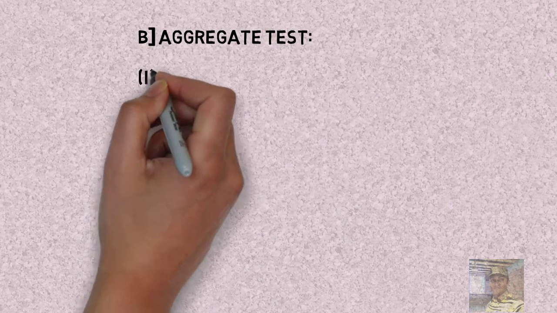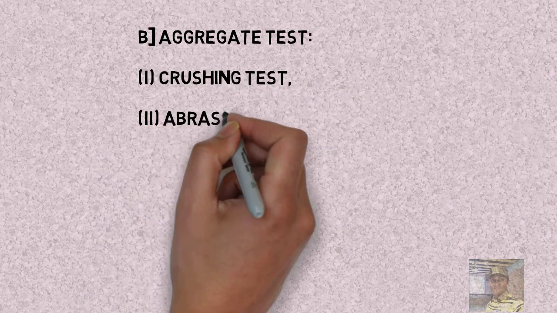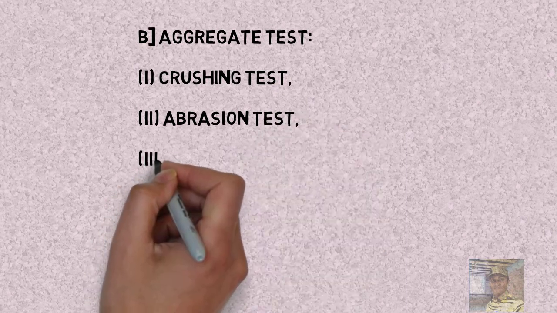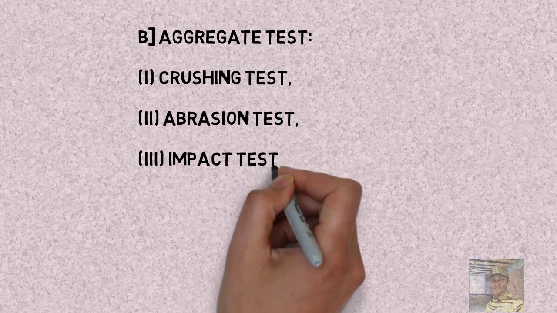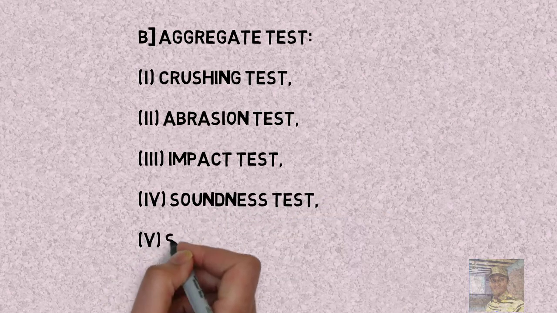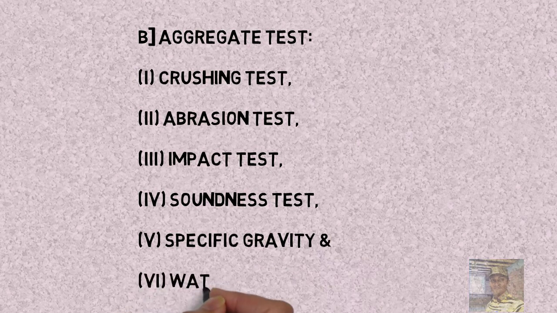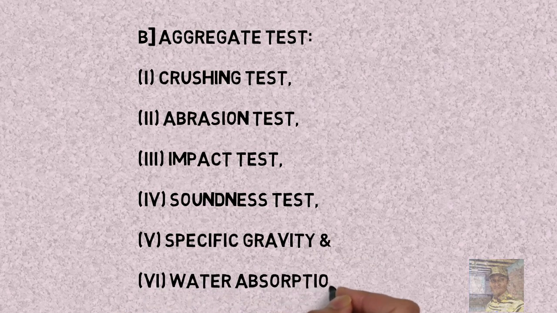Aggregate test. In order to decide the suitability of the aggregate for use in construction, the following tests are carried out: crushing test, abrasion test, impact test, soundness test, specific gravity, and water absorption test.